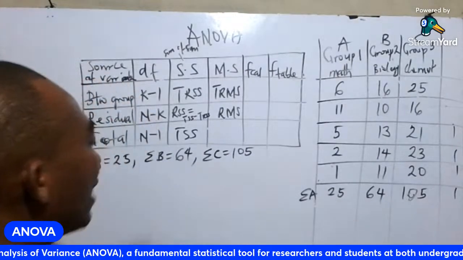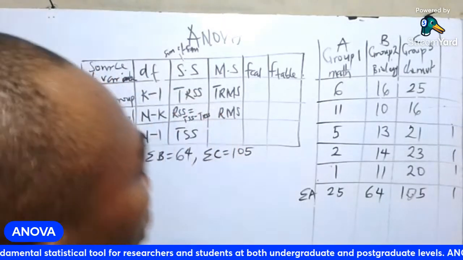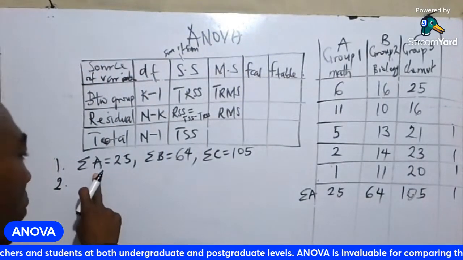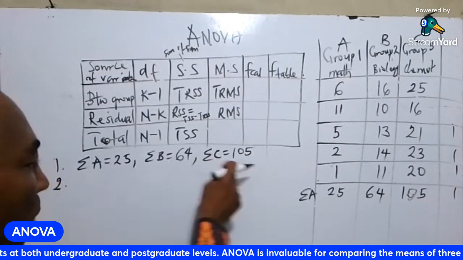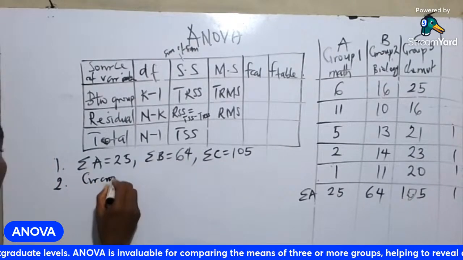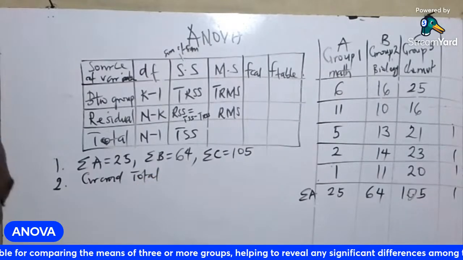So the first step is to get the grand total. Step 2 is the summation of the first group, the summation of the second group, the summation of the third group. Step 2 is to get the grand total.